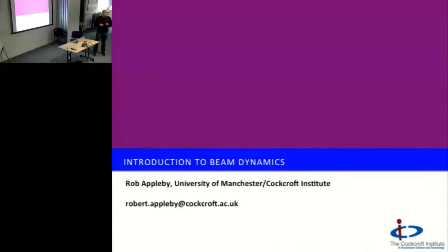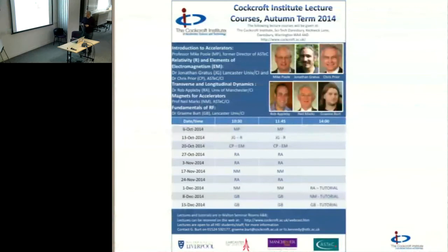This is the next set of lectures, following on from the ones you've had so far. Just looking at the schedule, there were intro ones from Mike, then all the basic EM relativity from Jonathan and Chris. Now we have 6 lectures with me on beam dynamics, and I made it as basic as possible to start everybody off, and it also goes quite broad towards the end, seeing a survey and everything. So we have 6 lectures, and then Neil comes in with magnets, and then Graham on RF.